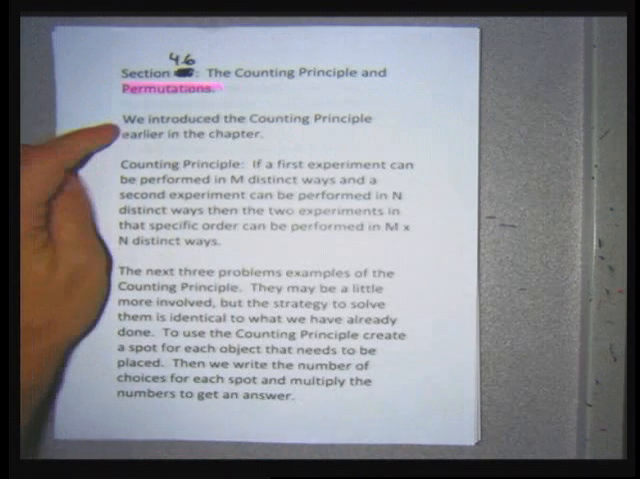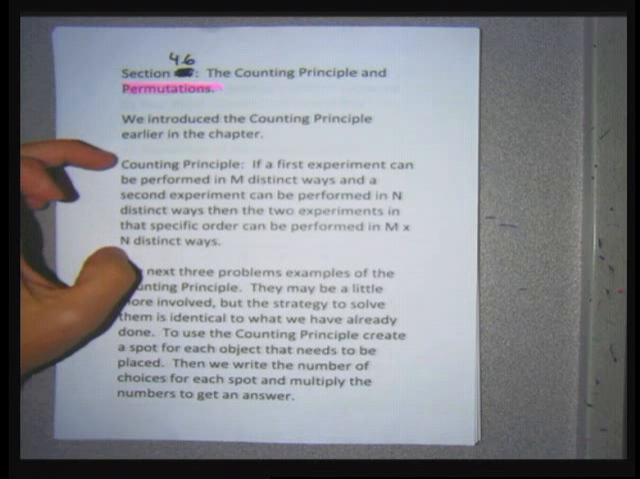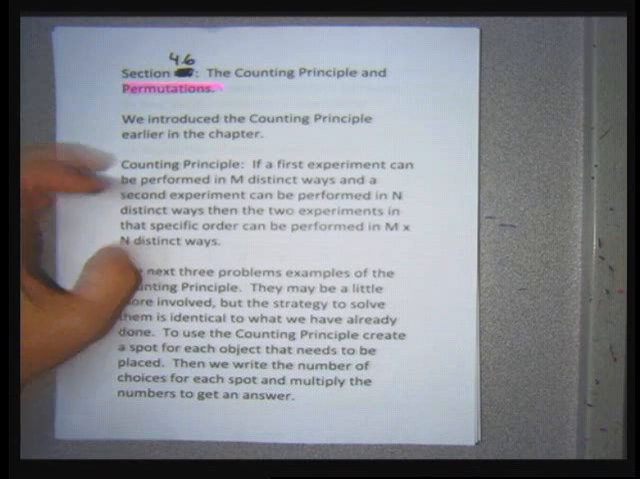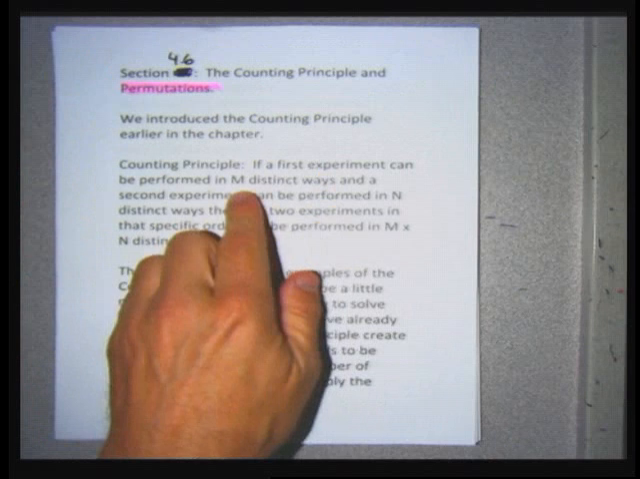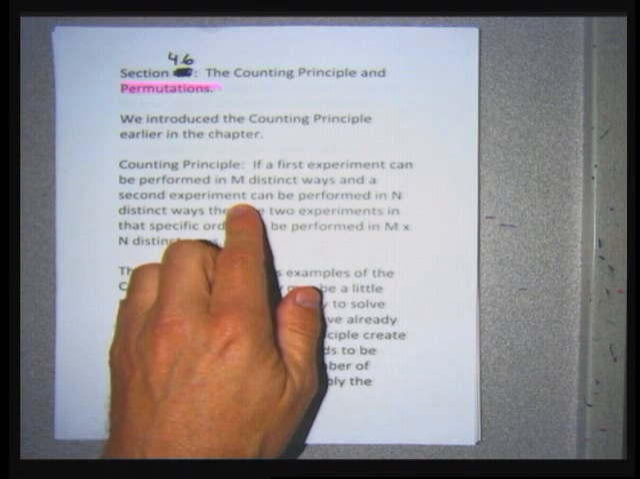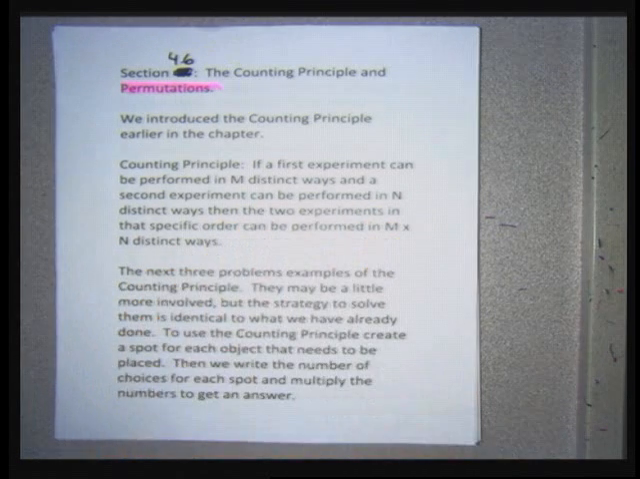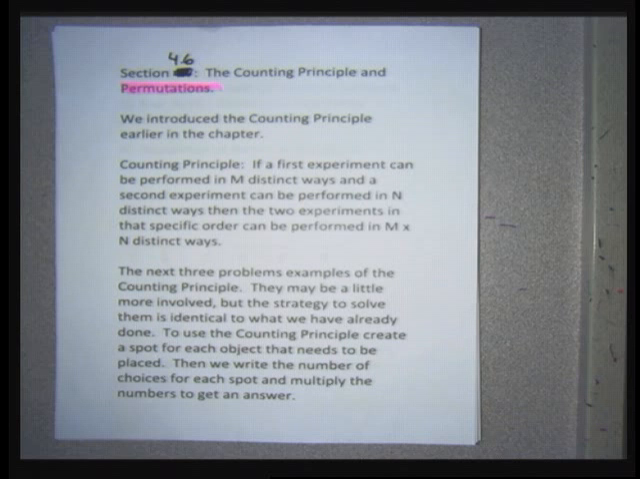Anyways, the counting principle is something we did, I forget exactly what section it was now. I'm doing so many lectures this break that the sections are starting to run together. But right at the front of that section, we said the counting principle is: if a first experiment can be performed m ways, and a second experiment can be performed n ways, then the two experiments done in that order, m by n, can be performed m times n ways.